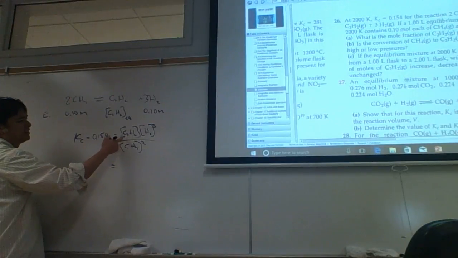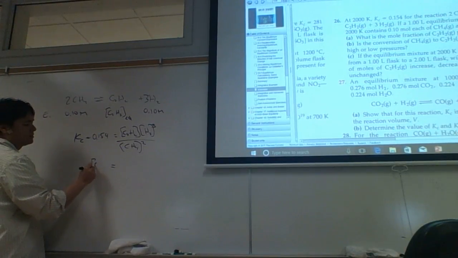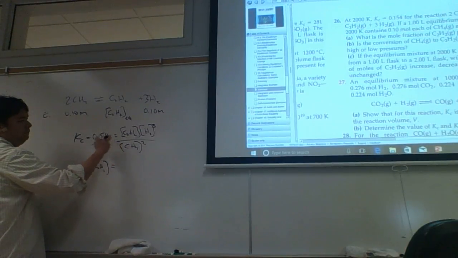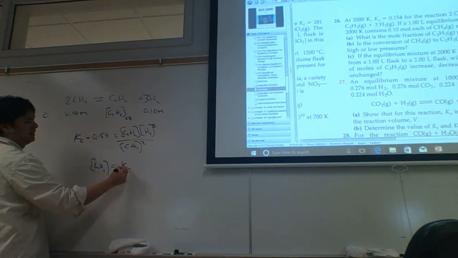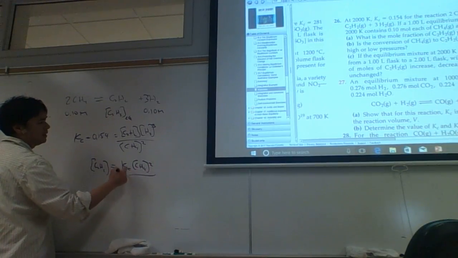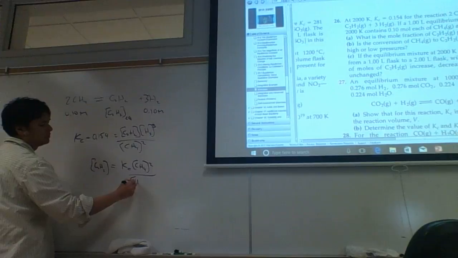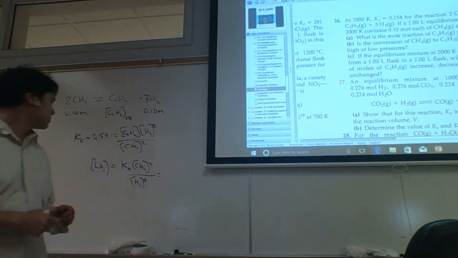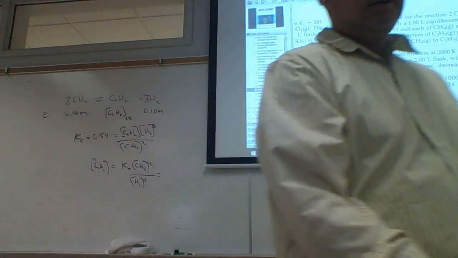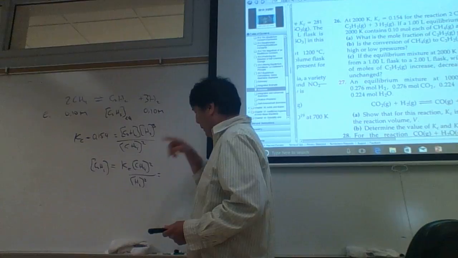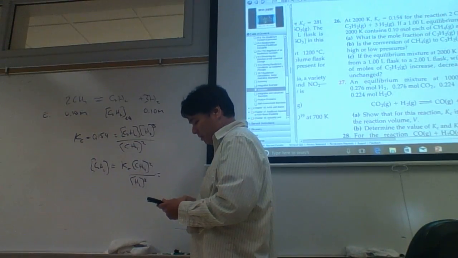So just plug in the numbers here. Actually, let's just solve for the acetylene concentration at equilibrium. That's going to be Kc times the methane concentration squared divided by the hydrogen concentration cubed. So let's just plug in the numbers here and see what the acetylene comes out to. And so Kc is 0.154.